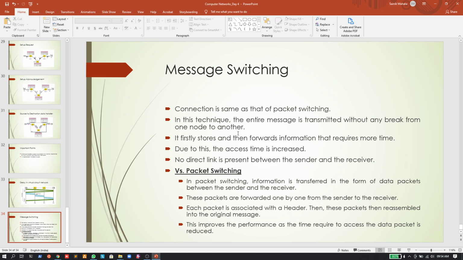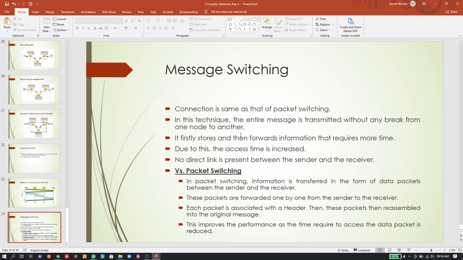If you remember, in the case of packet switching, since the name is packet, the data is actually divided into packets, and each of these packets can travel a different route to go to the destination. But in the case of message switching, the entire message, irrespective of whether it's a packet, a signal or whatever, is transmitted without any break from one node to another, which means the switches will transmit the whole data.